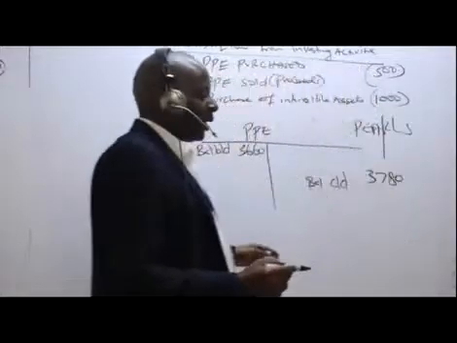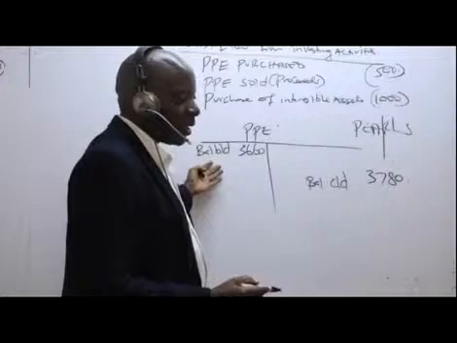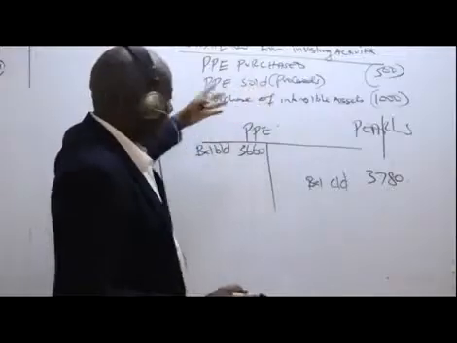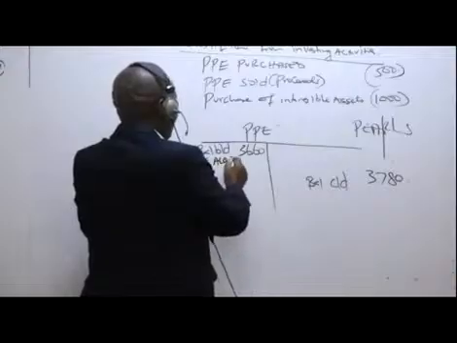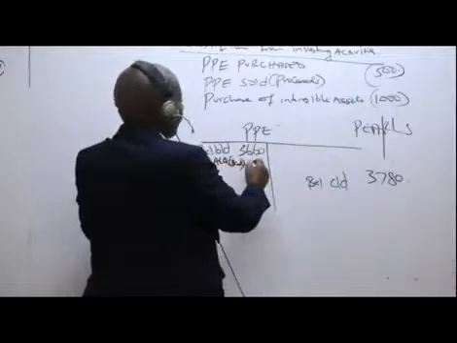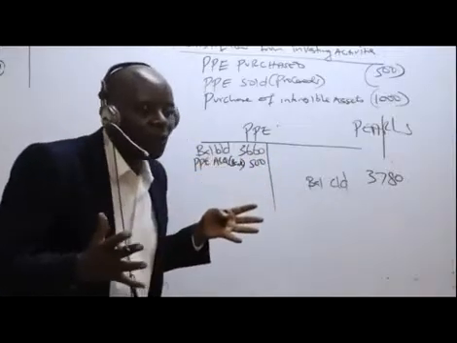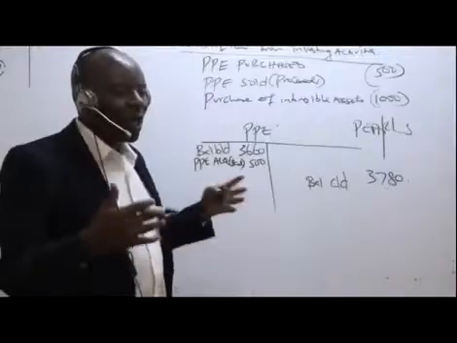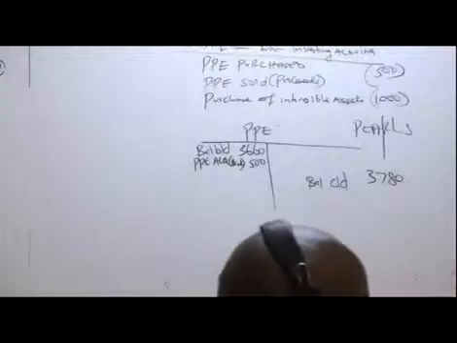3780. Now, whenever we acquire an asset, what do we do? We debit. We know that in the year, there was an acquisition here. So you can talk of PPE acquired, bank, 500. We did revalue our assets upwards. This is it.